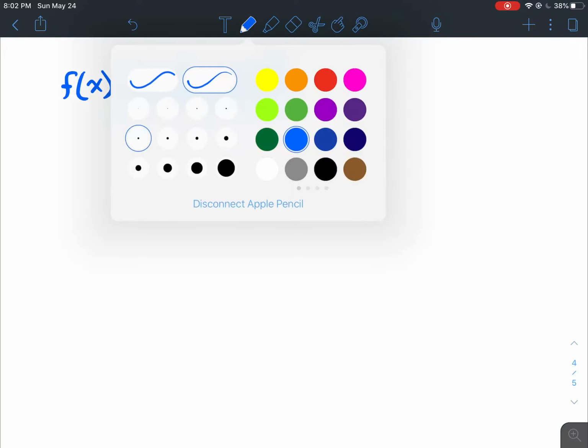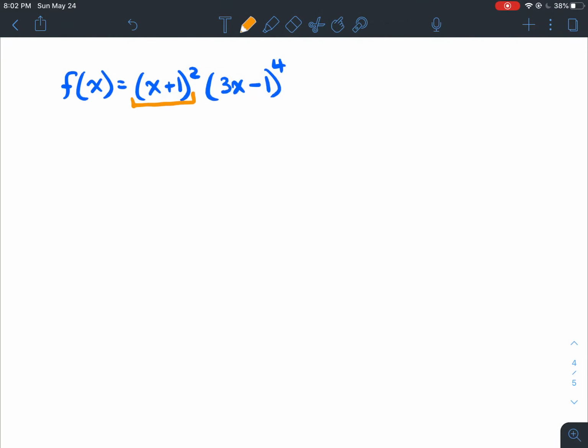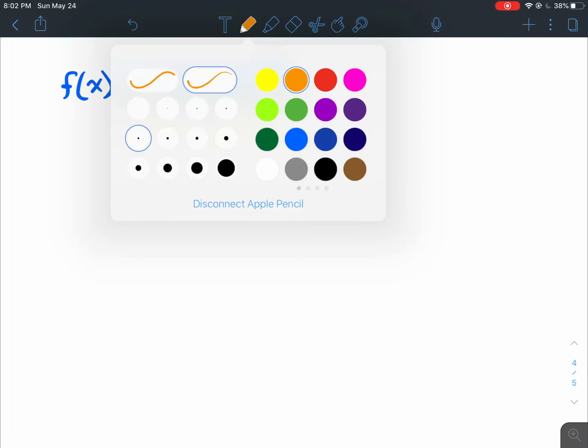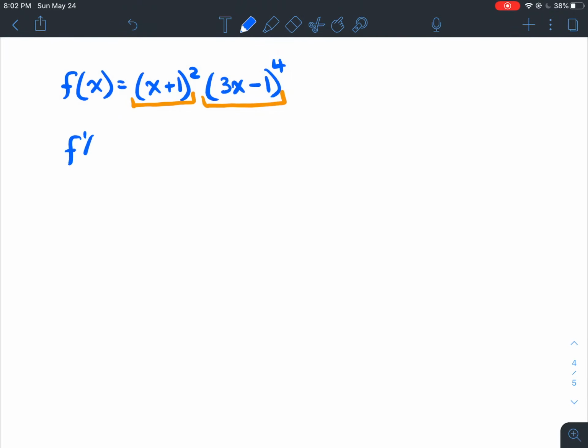And you might even have to use the chain rule in combination with other rules. So for example, let's say you had f of x is equal to (x + 1) squared times (3x − 1) to the power 4. So this is actually a product rule because you have this times this. But the reason it's also the chain rule is because, according to the product rule, we first take the derivative of that function. In order to take the derivative of that function, you have to apply the chain rule.